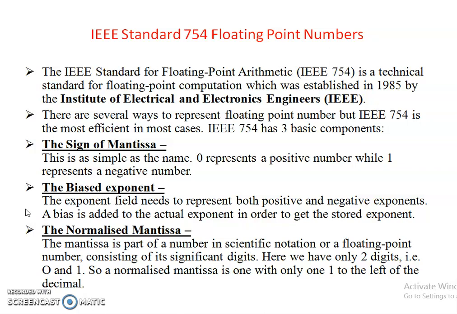Now the third one is the normalized mantissa. What happens in this case? It has only one digit to the left of the decimal point. It means that the mantissa is a part of the number in scientific notation or a floating point number consisting of its significant digits. Here we have only two digits, 0 and 1. So the normalized mantissa is 1 with only one digit to the left of the decimal point. That is nothing but the normalized mantissa.